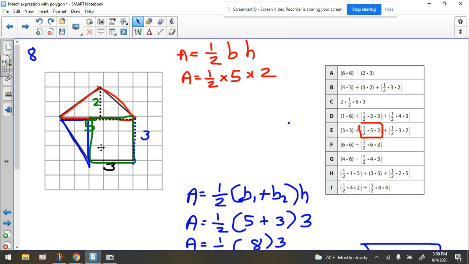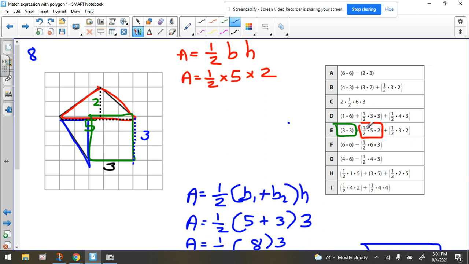Now, if we focus on the green square that I have here and we think about the dimensions of that, it's 3 going this way and it's 3 going that way. And if we were to find the area of that, we would multiply 3 times 3 and get 9. So that's consistent with what we see right here. All right, what about this blue triangle? Does that match what we have right here? That's what we have to figure out next.